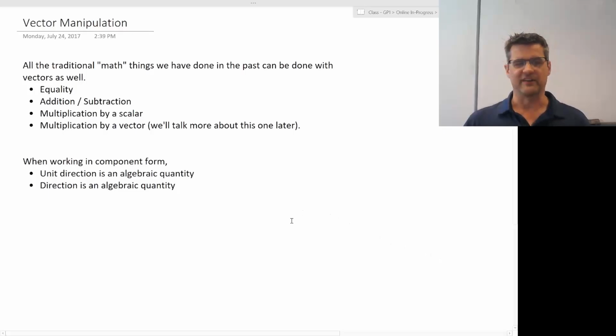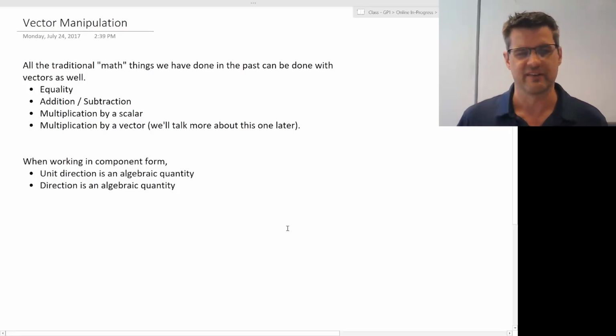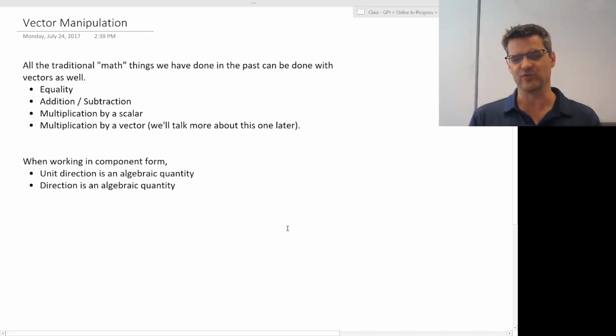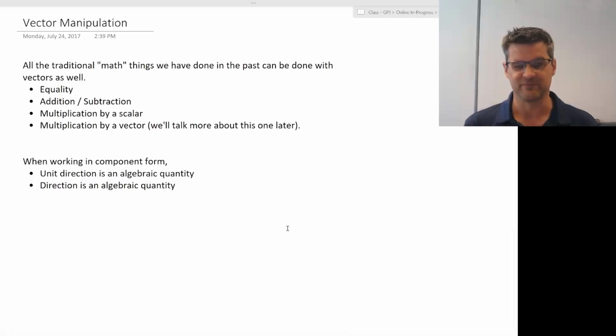Now that being said, we want to look a little bit at things that we can do with vectors. What are some properties of vectors? What are things that vectors do and what do they not do? And primarily what I want to look at here is what does it mean to have a vector? What are two equivalent vectors going to be?